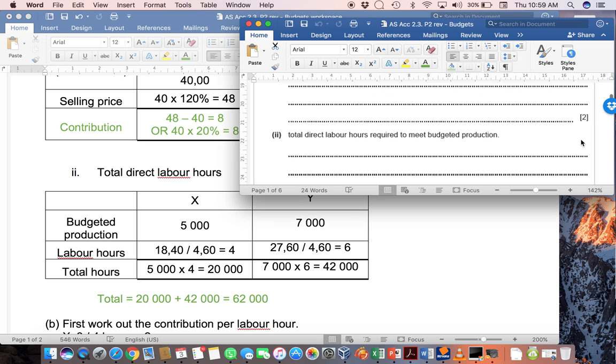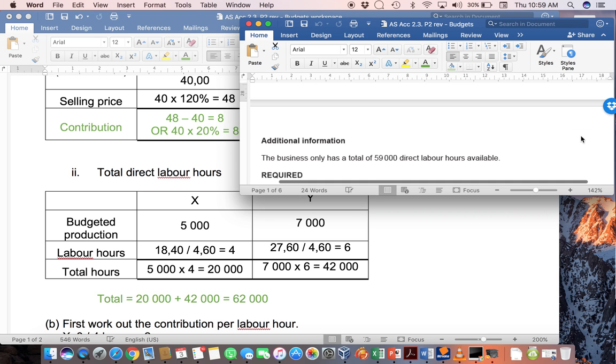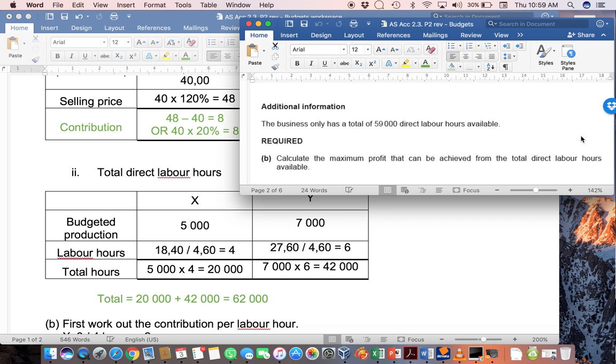Let's now go and see what next we need to do. We are now given some additional information. The business only has a total of 59,000 direct labor hours available. Now immediately you can see that there's a problem. We want 62,000 hours, but we've only got 59,000 hours because we only have a certain number of employees, and those employees are only able to work a certain number of hours.